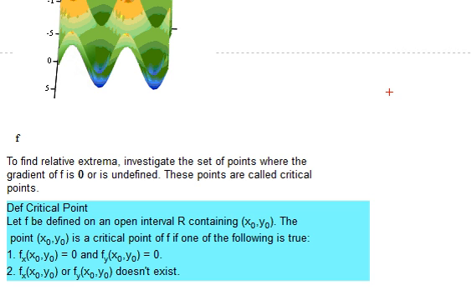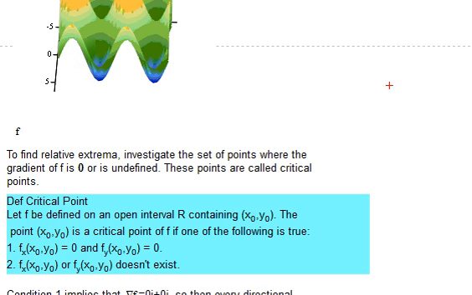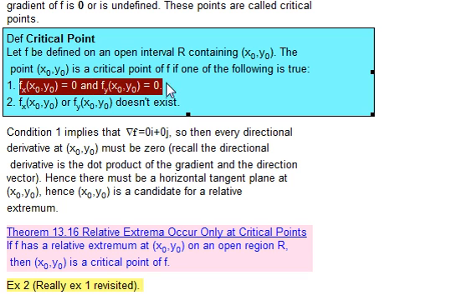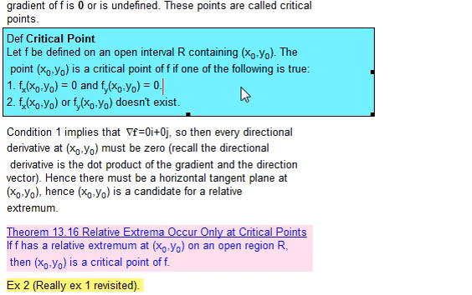These points are called critical points. So what is a critical point? Let f be defined on an open region R containing the point (x sub 0, y sub 0). Then the point (x sub 0, y sub 0) is a critical point if one of the following is true: either both partials are 0, that means the gradient would be 0, or the partial with respect to x or the partial with respect to y doesn't exist.